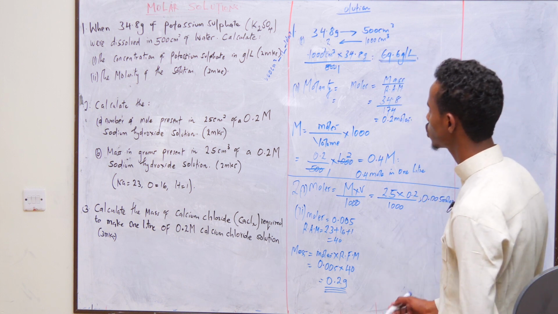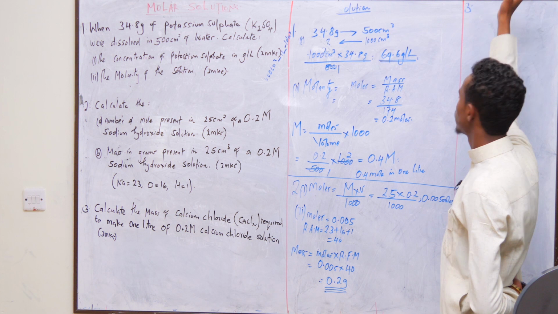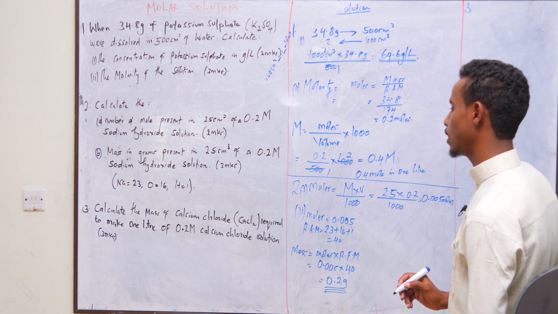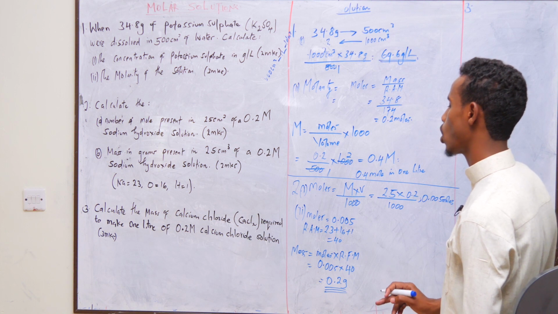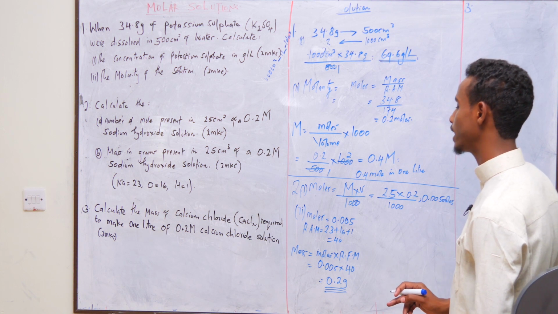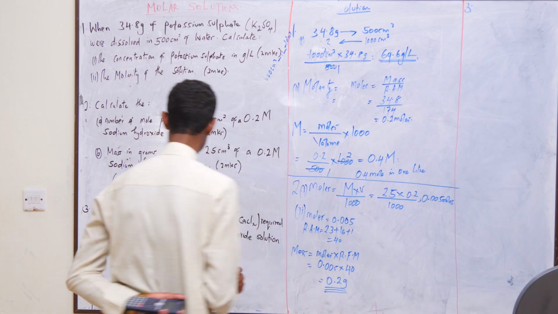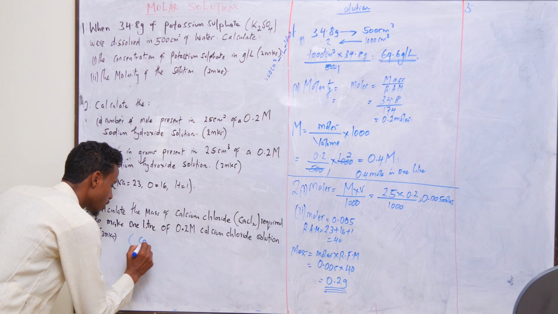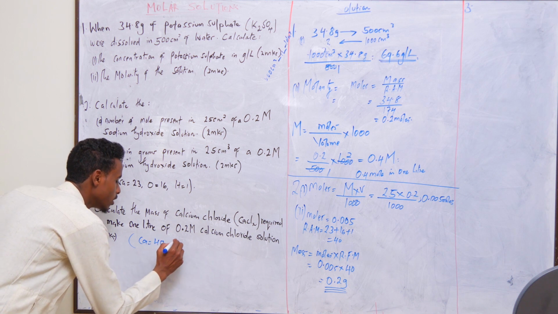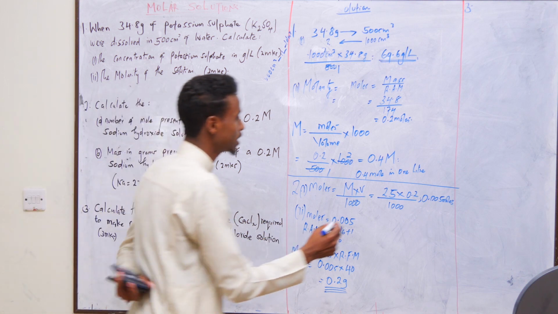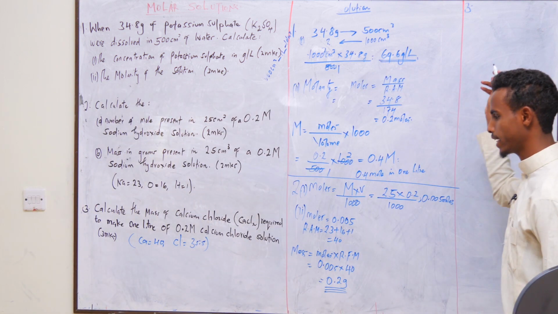Now lastly, question number 3. Question number 3 says, calculate the mass of calcium chloride required to make 1 liter of 0.2 molar, or 0.2 molarity, calcium chloride. Now I want to tell you that calcium is equal to 40, chlorine is equal to 35.5. Very good. Now let's solve that question.